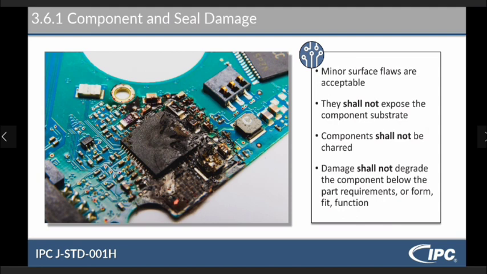Component and seal damage. This looks badly burnt. Yeah, that's pretty burnt. Minor surface flaws are acceptable. What we're looking at is not a minor surface flaw. Flaws like little scrapes or chips shall not expose the component substrate, so the middle or lower layers. Components shall not be charred, unlike this picture. Damage shall not degrade the components below parts requirements and fit, form, or function. So if there's a small defect, as long as it's not going to affect it, it should be acceptable. But this picture shows a very obvious defect.